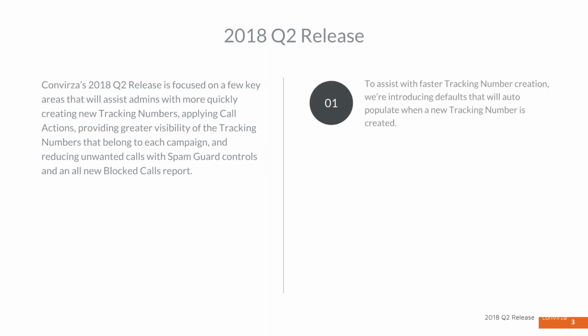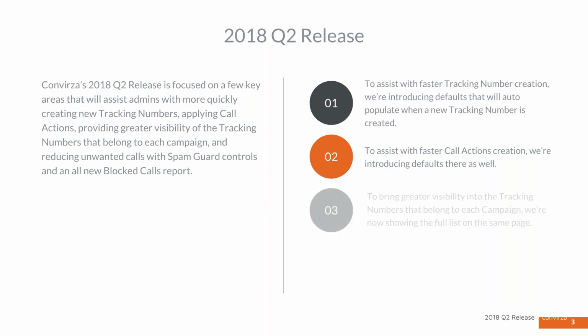Just as a high-level overview on some of these main points, when it comes to tracking number creation, we're going to be introducing some defaults that will auto-populate when you go to create a new tracking number. And so we'll show you this process of what these defaults are and how you can actually enable those. Next, when it comes to call actions, we're also introducing defaults. So you can go in and you can set up essentially default call actions. And when you go to create a new call action, those defaults will automatically populate. You can review those and overwrite any of those, but it really speeds up that process of associating call actions to your tracking numbers.